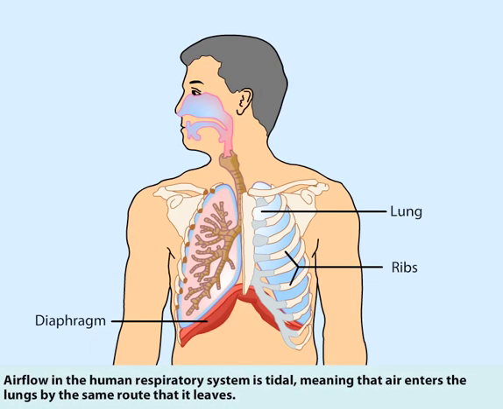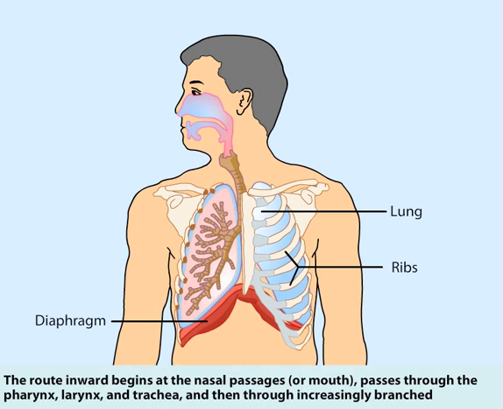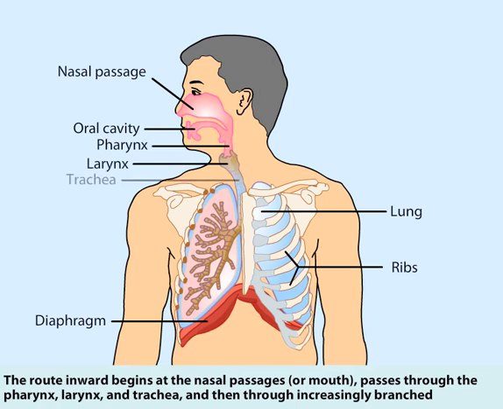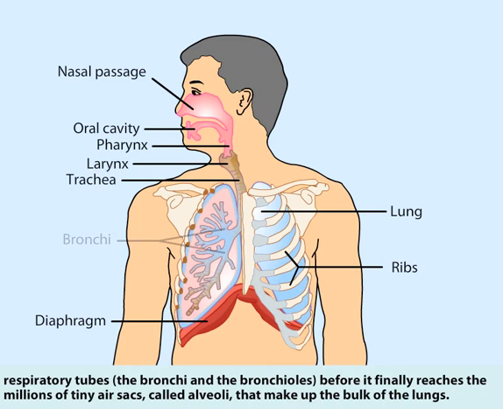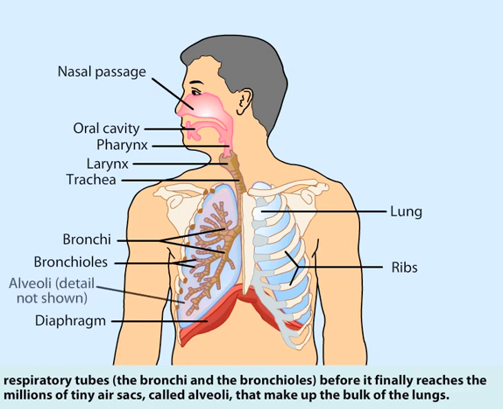Airflow in the human respiratory system is tidal, meaning that air enters the lungs by the same route that it leaves. The route inward begins at the nasal passages or mouth, passes through the pharynx, larynx, and trachea, and then through increasingly branched respiratory tubes, the bronchi and the bronchioles, before it finally reaches the millions of tiny air sacs, called alveoli, that make up the bulk of the lungs.